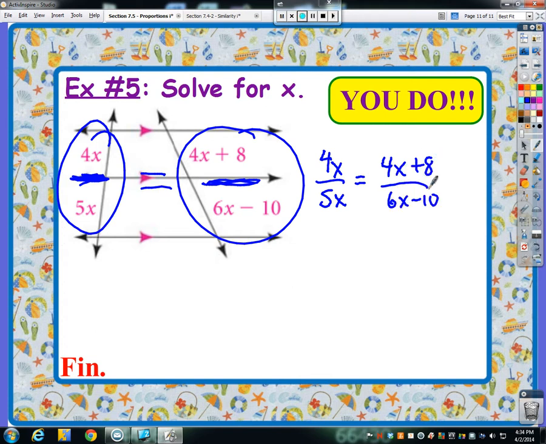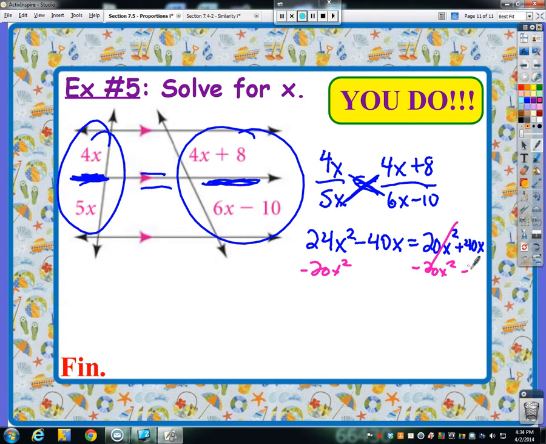If I were to go ahead and cross multiply this, when I distribute the 4x to the 6x minus 10, I'm going to end up with 24x squared minus 40x. And when I cross multiply with the 5x, I'm going to get 20x squared plus 40x. Now, I need to move everything over to the same side. Okay? So I'm going to subtract the 20x squared over, and I'm going to go ahead and subtract the 40x over as well, so that on one side I have 0. Now over here I've got 4x squared minus 80x.